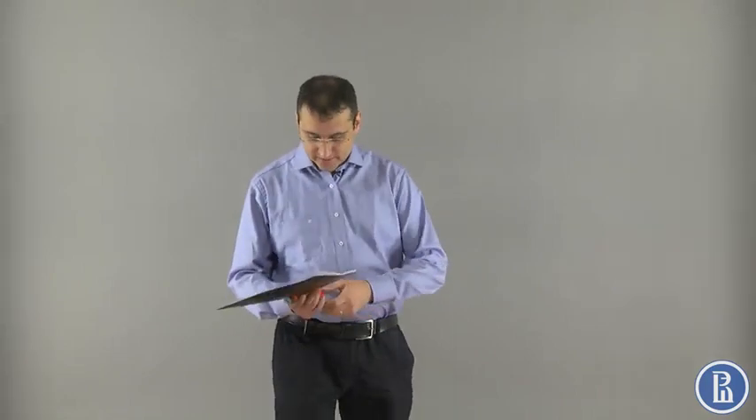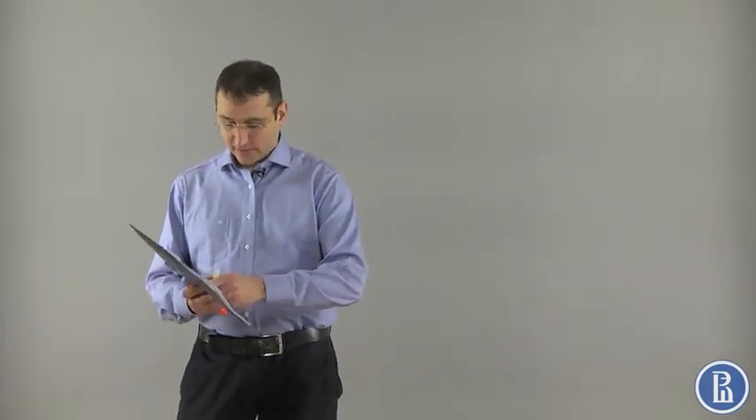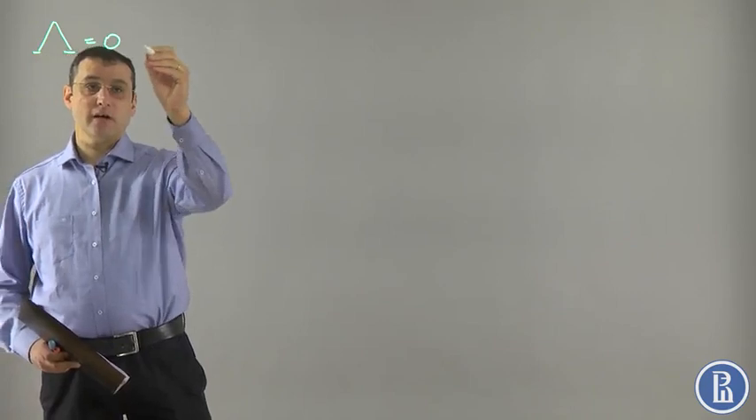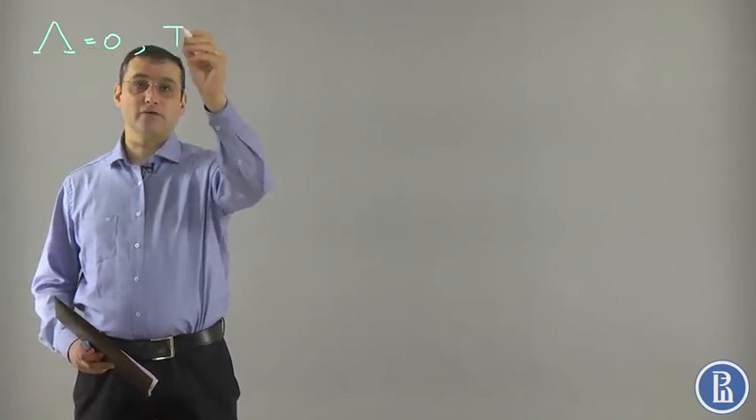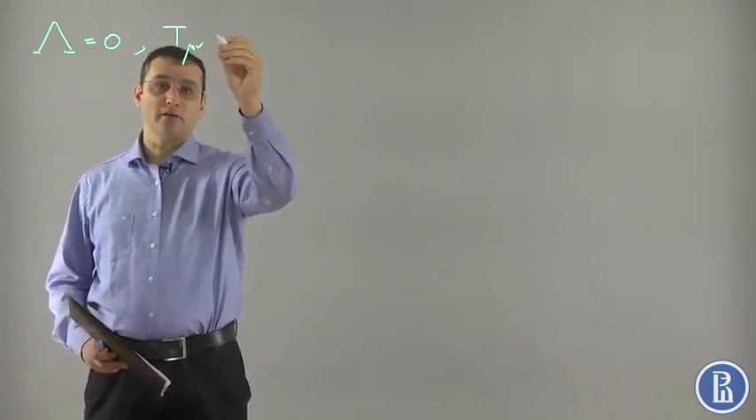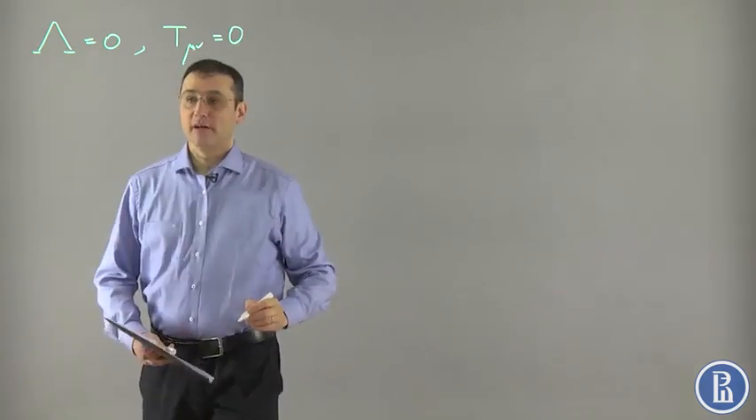In this lecture, we're going to start with the simplest exact solution, which is the spherically symmetric Schwarzschild solution of the Einstein equations. That solution solves the Einstein equations in the case when the cosmological constant is set to 0 and there is no matter. The energy-momentum tensor of matter is also 0.